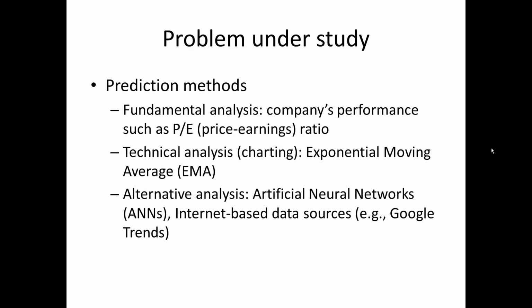There are a number of ways for stock market prediction, such as fundamental analysis, in which we look at companies' performance, such as price earnings ratio, and technical analysis, in which we look only at the charts rather than the company's performance. Exponential moving average is one such example. As an alternative, we can use artificial neural networks or internet-based data sources like Google Trends.